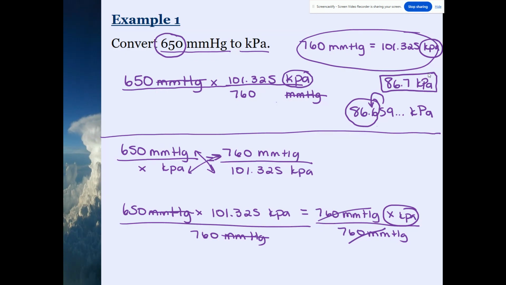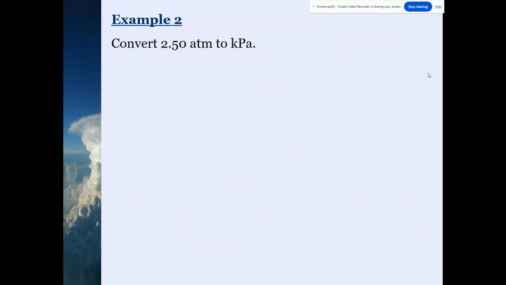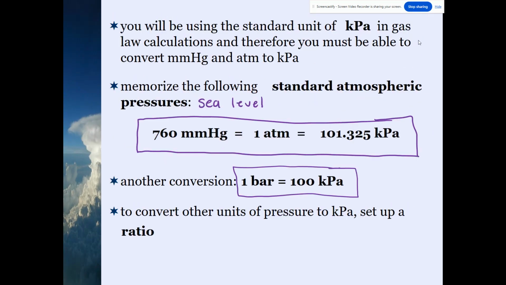Okay, let's look at another example for doing a conversion. Convert 2.5 atmospheres to kilopascals. So I know that 1 atmosphere is equivalent to 101.325 kilopascals. Again, this information, if I scroll back a little bit, is coming from this here. 1 atmosphere is 101.325 kilopascals. Okay.